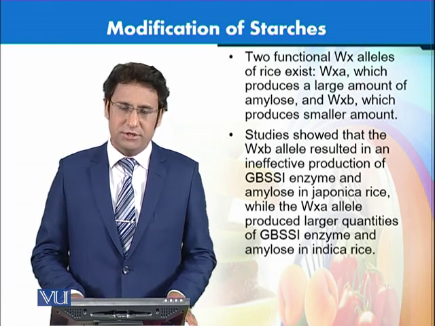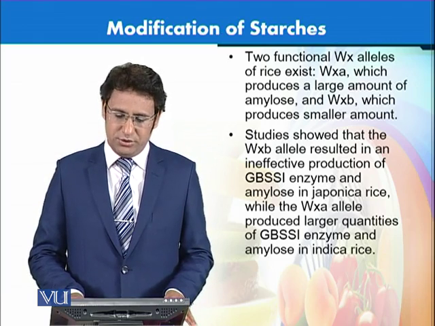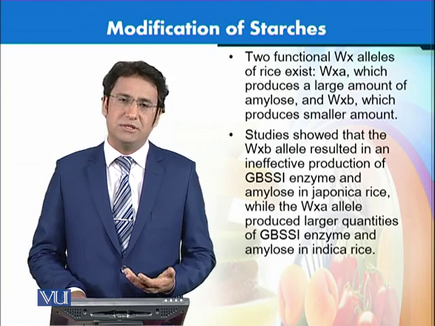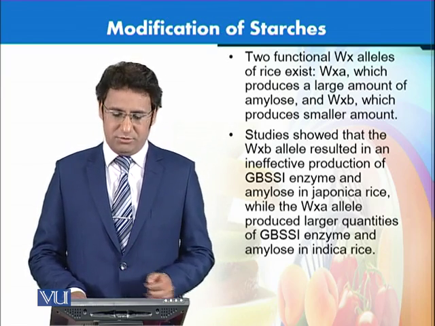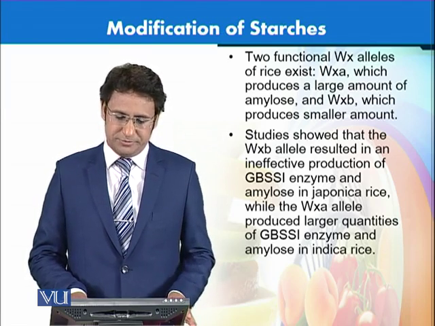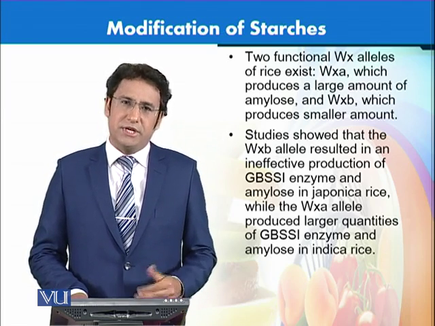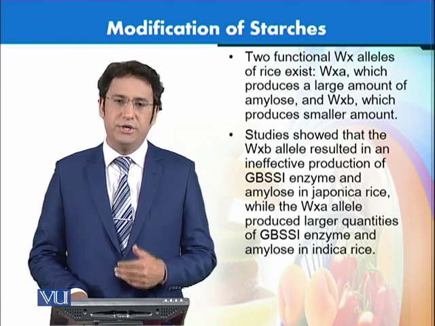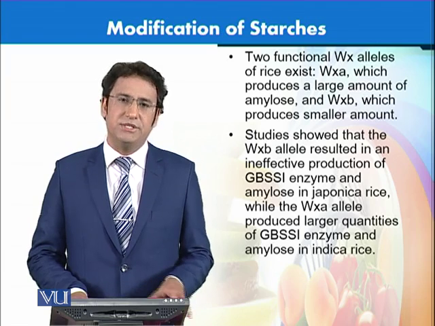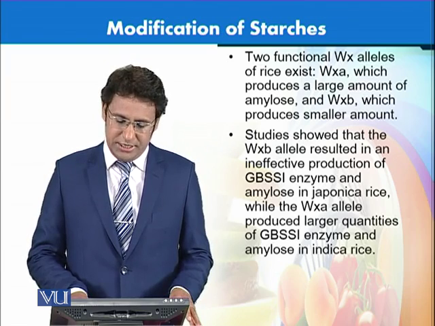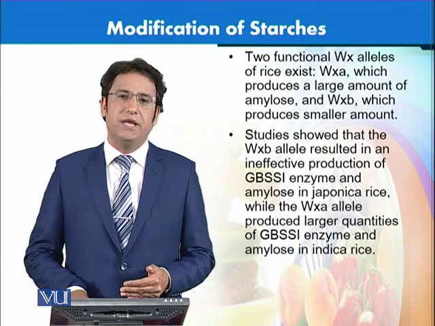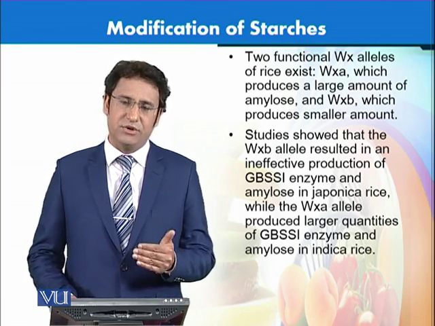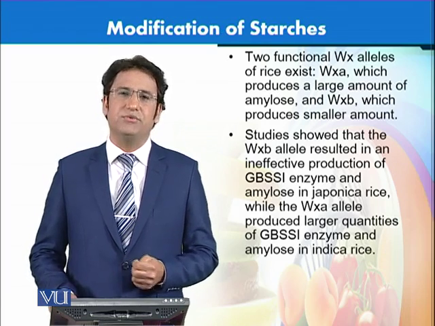And a few more things that we know about different studies. There are two functional wxae alleles that are known in the case of rice. These are known as wxae and wxb, where wxae produces more amylose, whereas wxb has been shown to produce less amylose in the starch component of the rice grain. Studies show that the wxb allele has resulted in ineffective production of GBSSI enzyme. So this is related to the suppression of enzyme activity, especially in Japonica rice, whereas other studies have shown that the wxae allele produces a larger quantity of GBSS enzyme and in turn a higher amount of amylose in indica rice. So different alleles have different impacts on the production of amylose content in different varieties within the same crop.